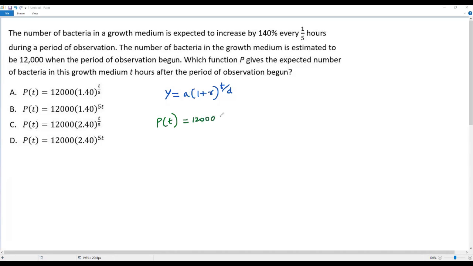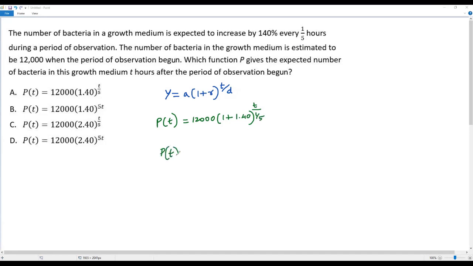Let me plug in times (1 plus r). R represents the rate of growth. Here the rate of growth is 140%. We can convert this to decimal. Then I'm getting 1.40. And we can keep this time period t as it is. Already we know that d is the growth interval. In this case, it's 1/5. Let's plug in 1/5 for d.